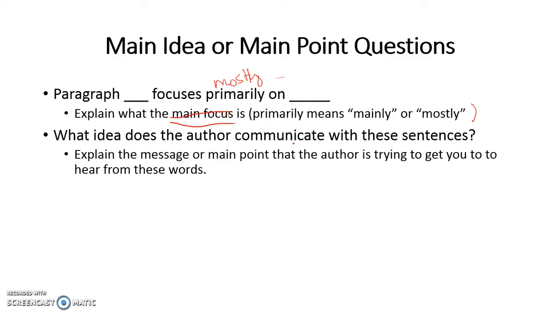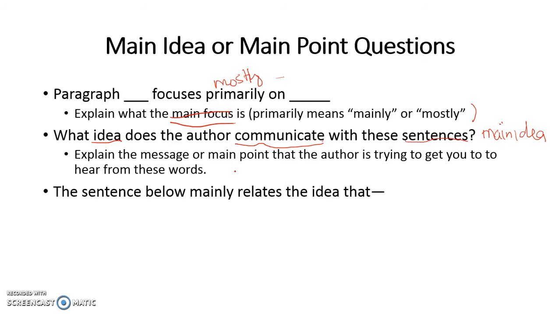What idea does the author communicate with these sentences? When you read the sentences, and they'll have them down below, or it may tell you to go back into a paragraph. What does the author communicate? When the author communicates an idea, they're usually asking you, what message do all of those sentences send? What idea, main point, are they trying to get across? It's still a main idea or main point question. In other words, you're going to choose the one that explains the message or main point.